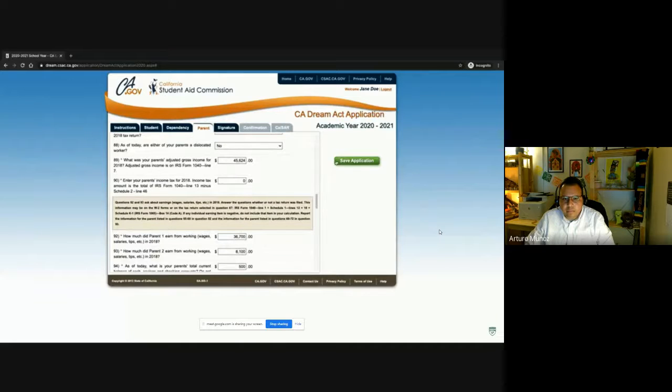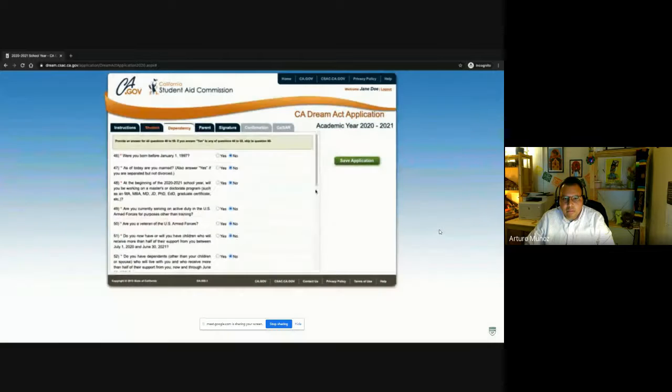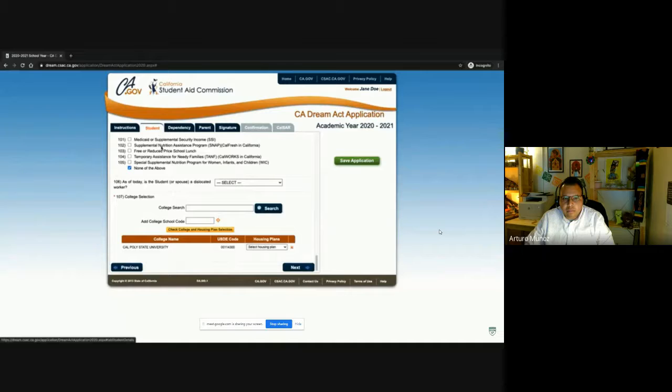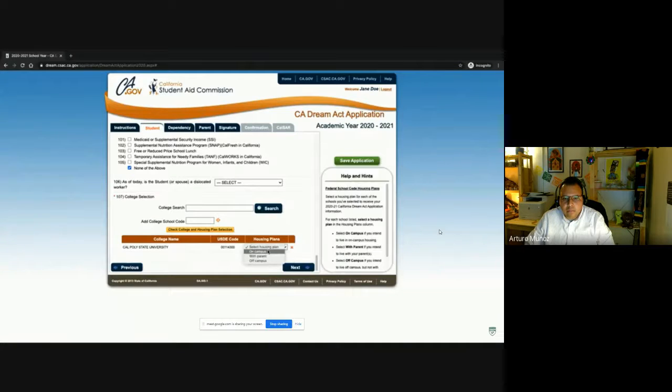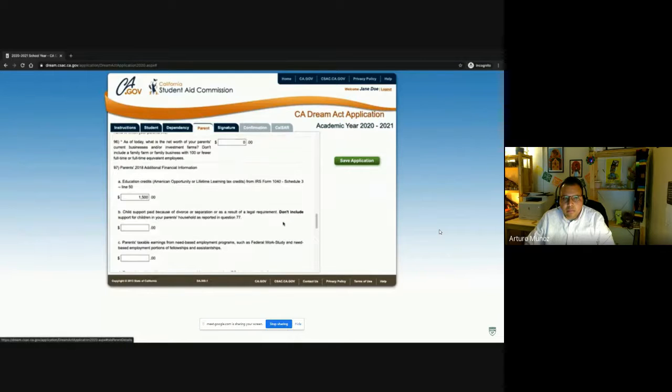Make sure to click Save every 15 minutes as you work on the application. You may notice a section highlighted in red. That means there is incomplete data. Look for a red X and make sure to answer the question. You can navigate to different sections using the tabs at the top.